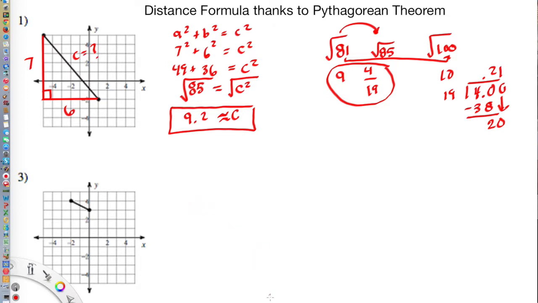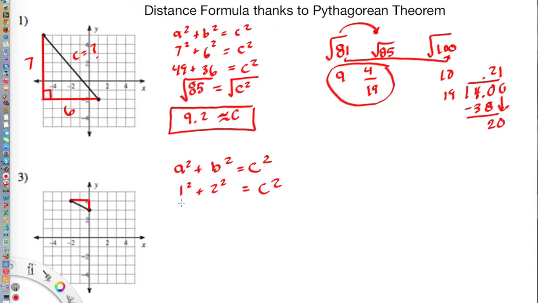We'll do the same thing for number 2 here. Again, I'm going to create a triangle. I'm going to go straight across there, and then from there to there. Okay, there's my right triangle. And again, I don't know the hypotenuse. I don't know what C is, but I use A squared plus B squared is equal to C squared. A looks like it's 1. B would be 2.